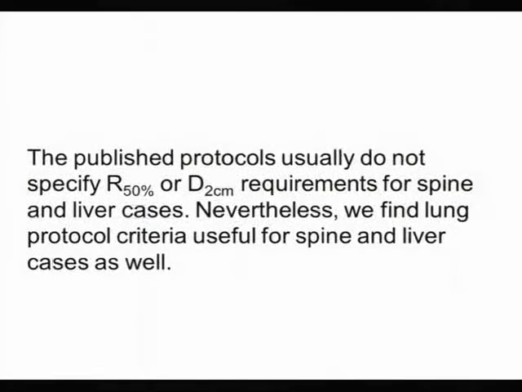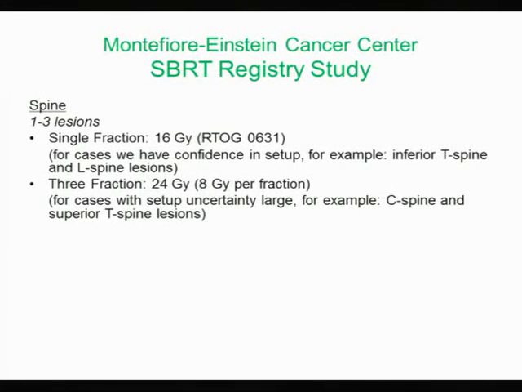So let me just go through some of the examples. For example, the SBRT spine, we have a regimen for single fraction 16 gray according to RTOG 0631. These are done for cases where we have confidence in the setup, for example, inferior T-spine and L-spine lesions. And we have also another 3-fraction approach with 8 gray times 3. Those are for cases where we think there's more setup uncertainty, for example, the C-spine and the superior T-spine lesions.